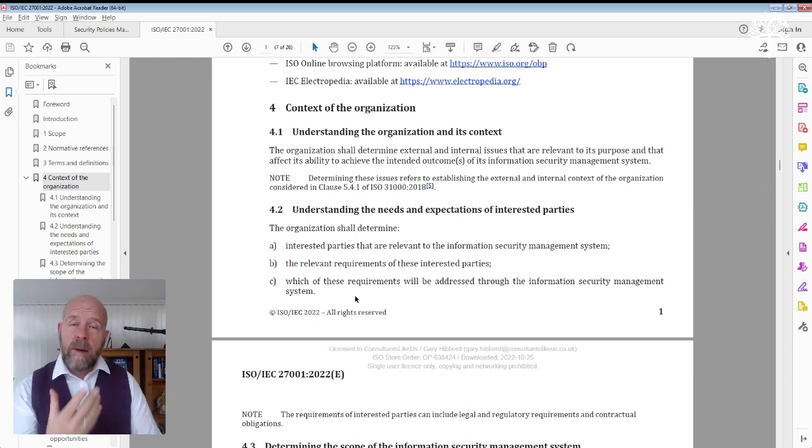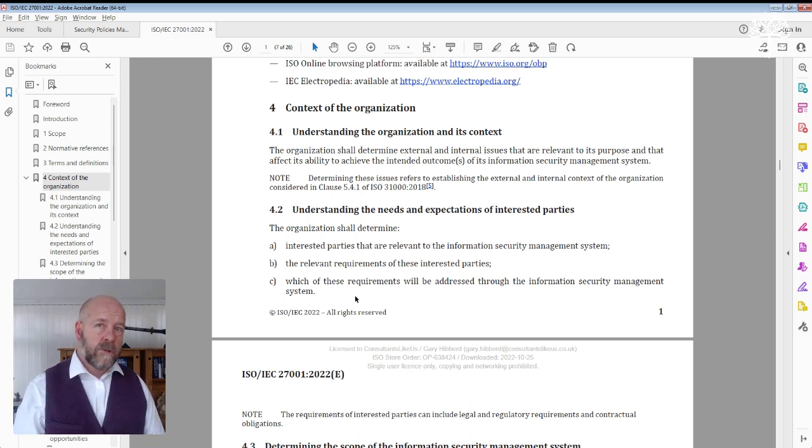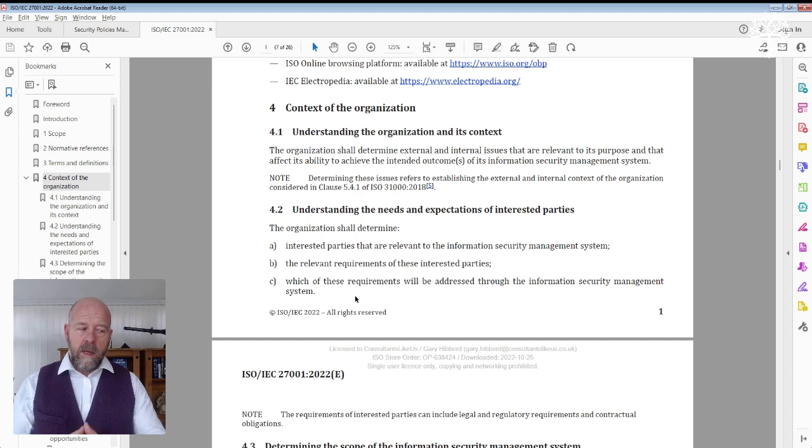So there you are. You might want to go down that particular route, and that will help you identify those external issues and also those internal issues that are relevant. That also then takes you on to this next requirement about understanding the needs and expectations of your interested parties. So who are your interested parties?